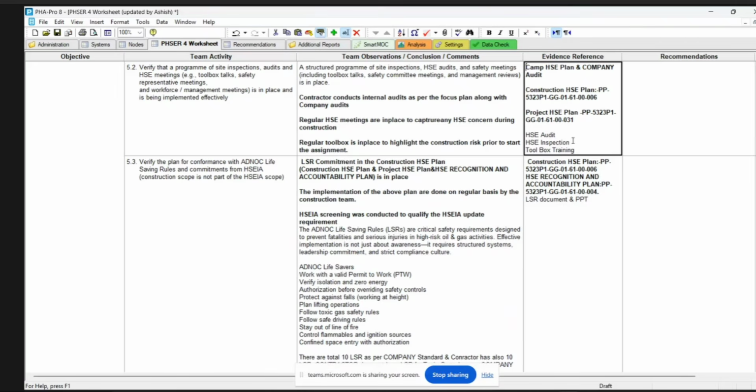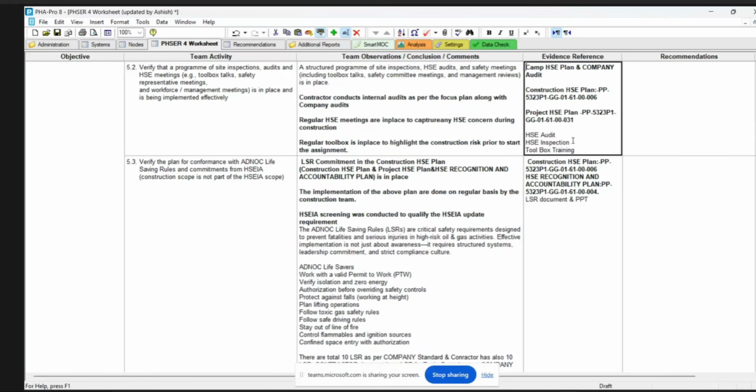Okay, then that document number needs to be mentioned. Yeah, it's part of the construction HSE plan. It is also part of the construction HSE plan. Okay, regular HSE meetings are in place. This is also part of the construction HSE plan. Okay, regular toolbox talk, yeah, this is also construction HSE plan. What is the purpose of this document then?